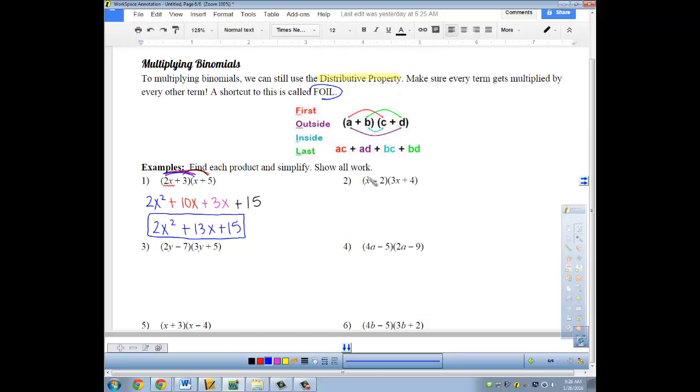Number 2. So first do for the first terms, x times 3x is 3x squared. And then I'm going to do the outer terms, x times 4, which is 4x. And then the terms on the inside, negative 2 times 3x, which is negative 6x. And then the last terms, negative 2 times 4 is negative 8. Combine my like terms, I can combine the x's in the middle. So we get 3x squared, 4x minus 6x is negative 2x, then minus 8.